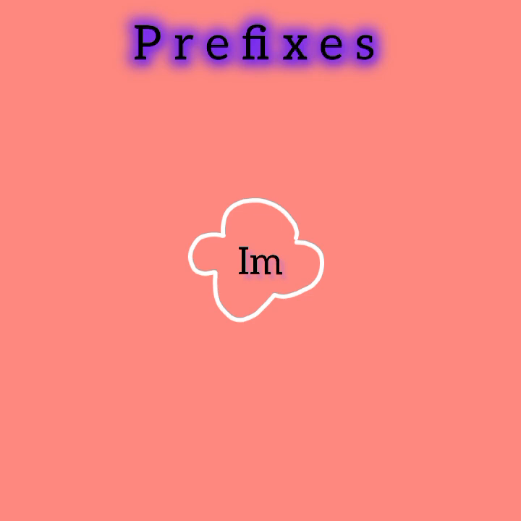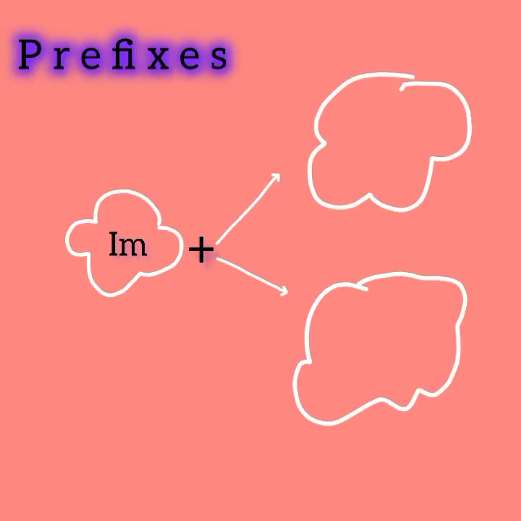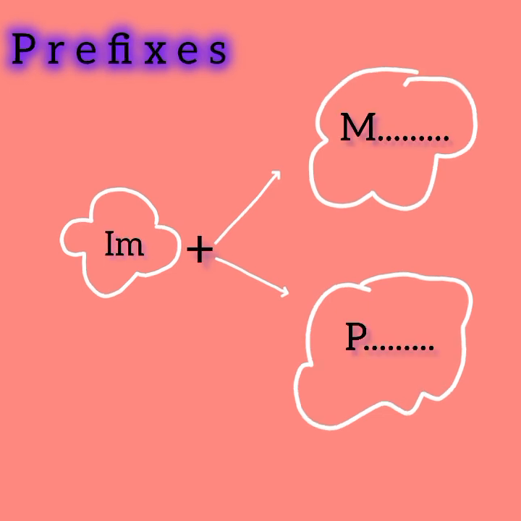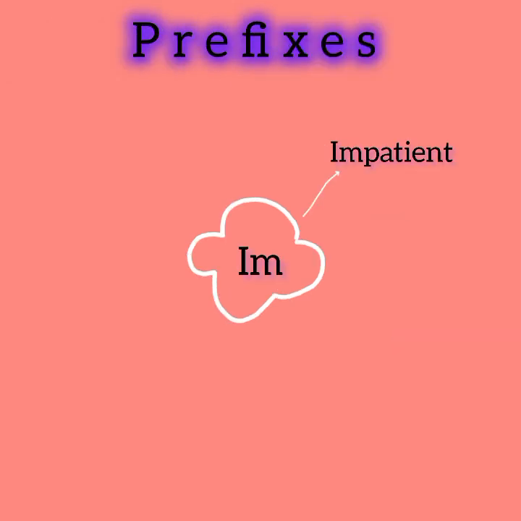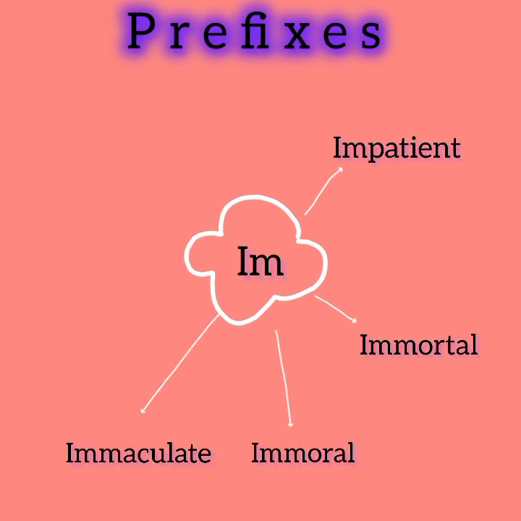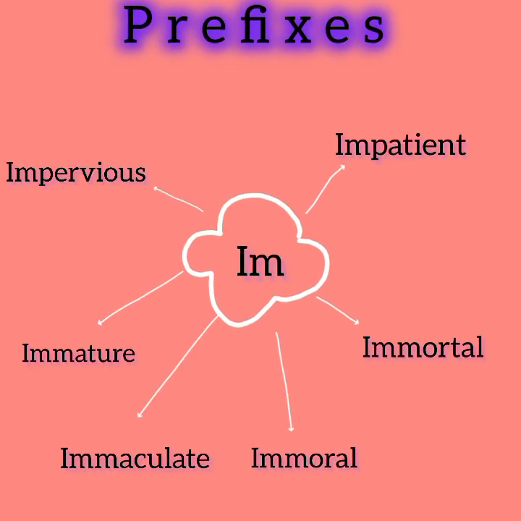Now quickly we'll take another prefix, which is im. The prefix im is a variation of in, and it is usually attached to the words beginning with the letter M or letter P. And again, it helps us to make the opposite of the words. Just take a moment and think about the words impatient, immortal, immoral, immaculate, immature, imperious. All these words are the opposites, and one can easily identify the prefix im and the root word in all these words.